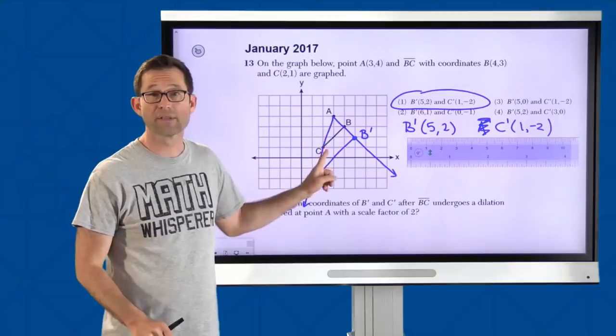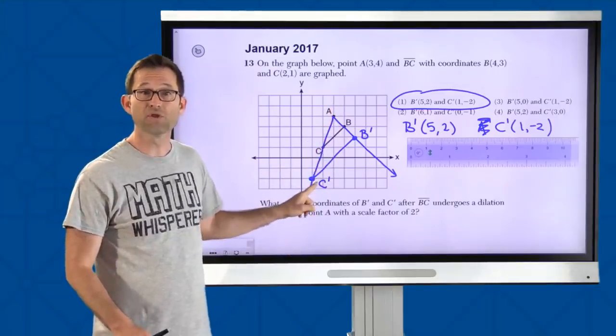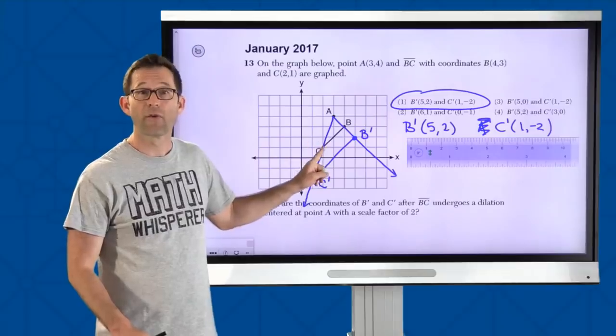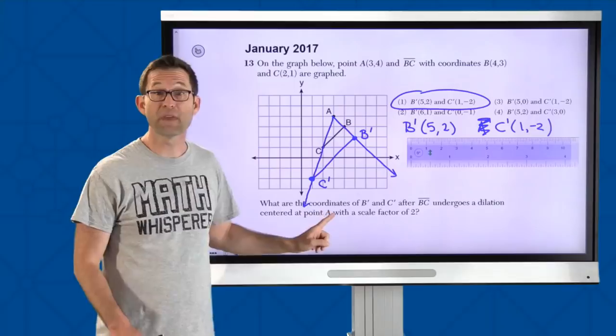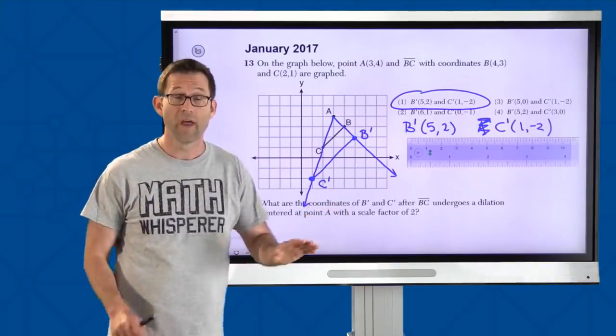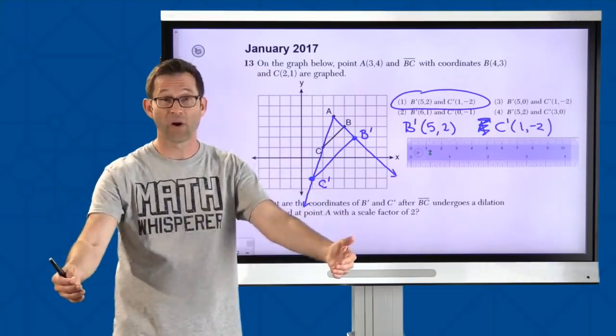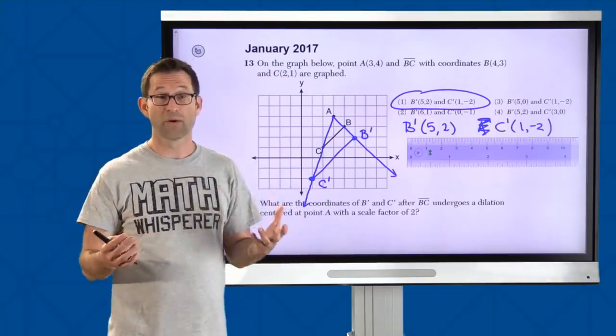And it's that idea. Here's our center. Here's the point that we're trying to dilate. We draw a ray through it, and then we make sure that the image point is twice as far from the center as it was to begin with. Now again, that's because we have a dilation with a factor of 2. Everything is getting twice as far from the center of the dilation as where it started.